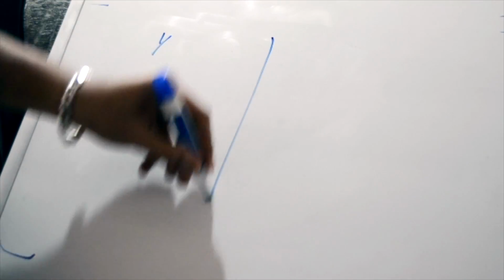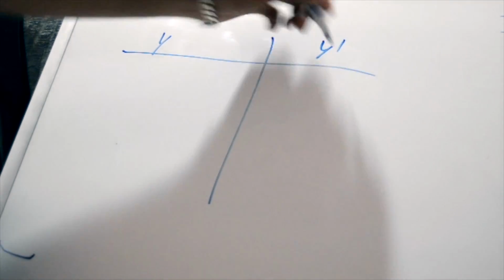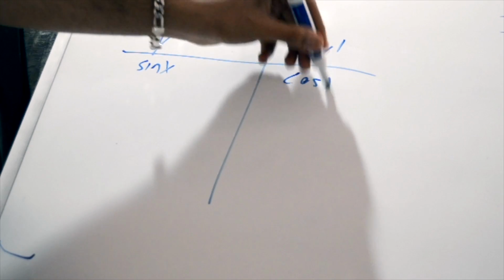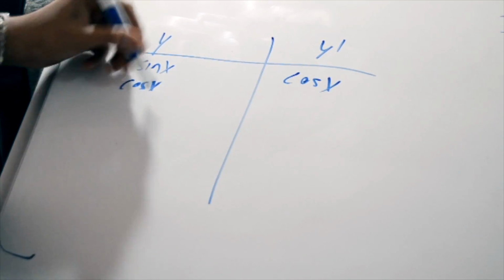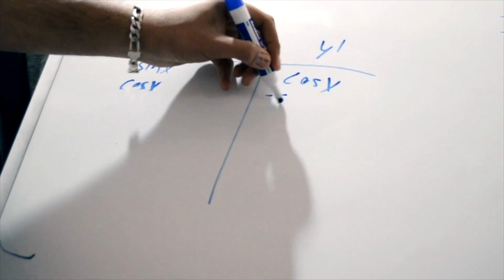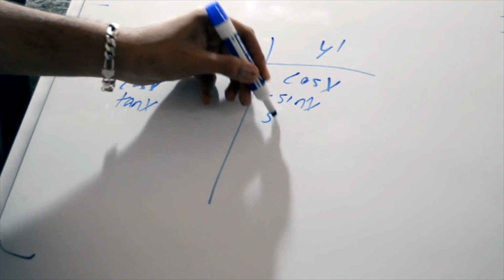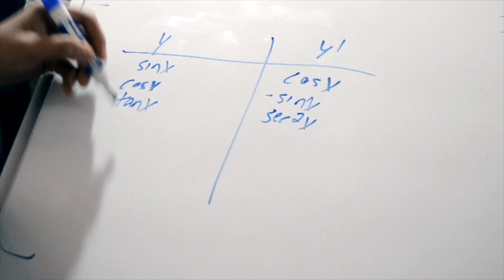Let's keep on going. Trig derivatives. We'll call this y, and we'll call the derivative side y prime. If you have sine x, you're going to have cosine x as the derivative. If you have cosine x, you have negative sine x. If you have tangent x, you're going to have secant squared x. These are just to memorize.